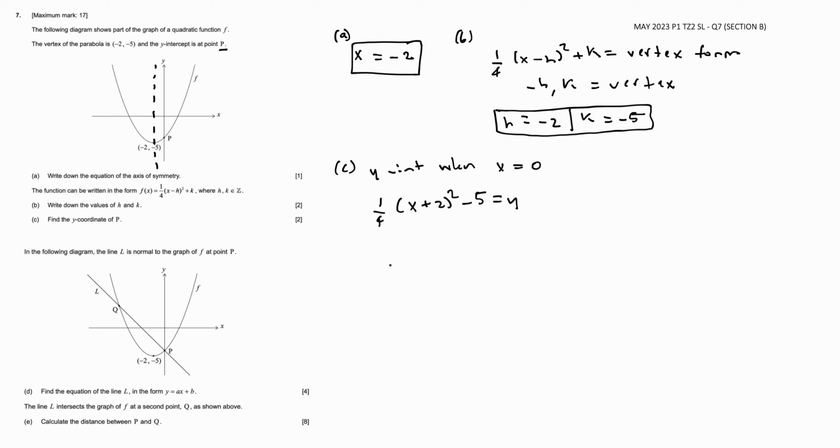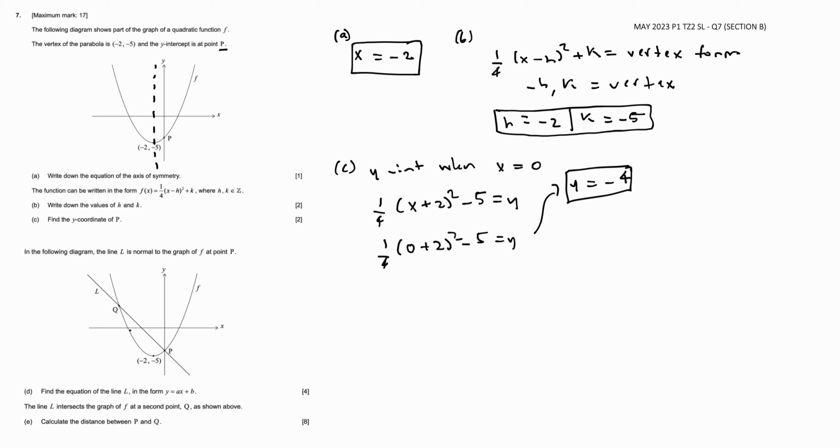So what is this y value? Let's simply plug in 0. 1/4 (0 + 2)² - 5. That's y. And so y is nothing but -4. Okay.